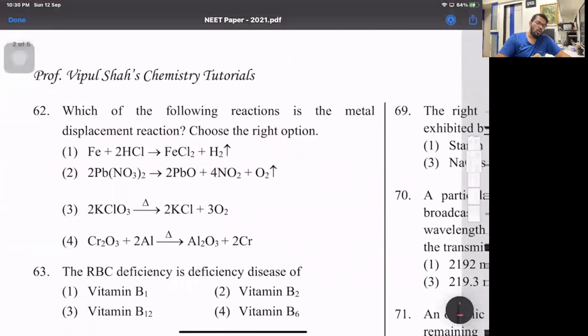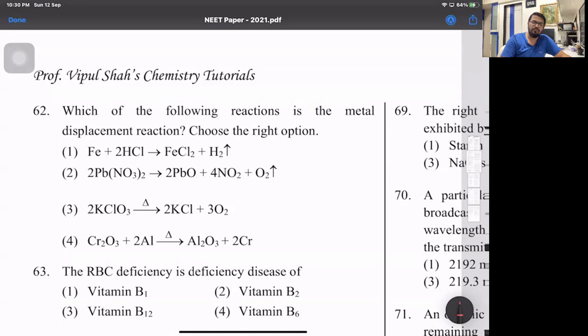62, which of the following reactions is a metal displacement reaction? The metal displacement reaction is correct with respect to option 4, that is Cr2O3 with aluminium. Aluminium will reduce chromium from its metal oxide. This is basically the Goldschmidt thermite process, what we have in the extraction of aluminium. So 62, the answer is going to be 4 over there.